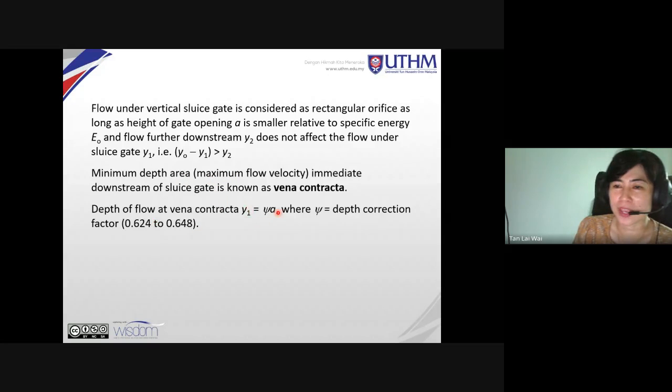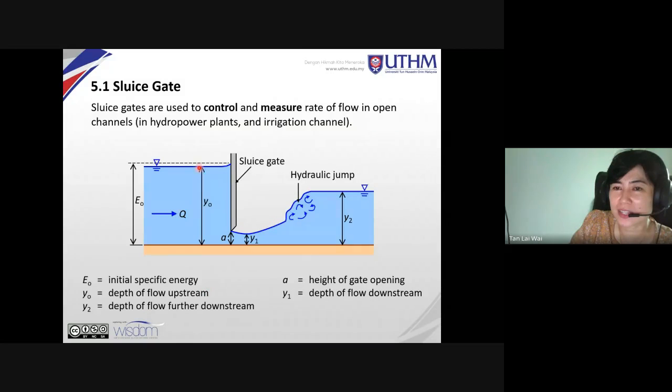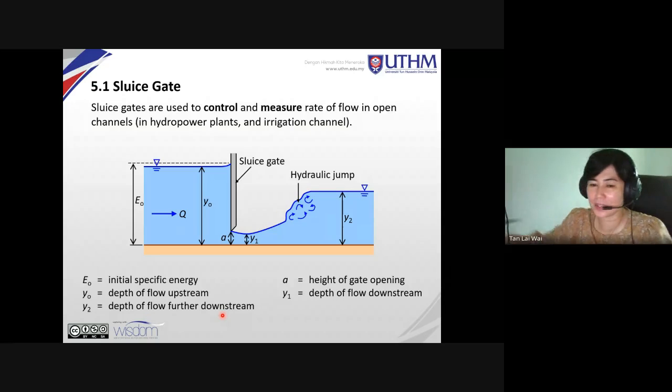Now, we have to look at this previously. If we want to analyze flow under a sluice gate, we will be looking at 2 points here, point 1 and point 2. We are using Bernoulli's theorem to analyze it. At the top surface, upstream of the sluice gate, pressure is atmospheric, so pressure is 0, as well as here, pressure is 0.